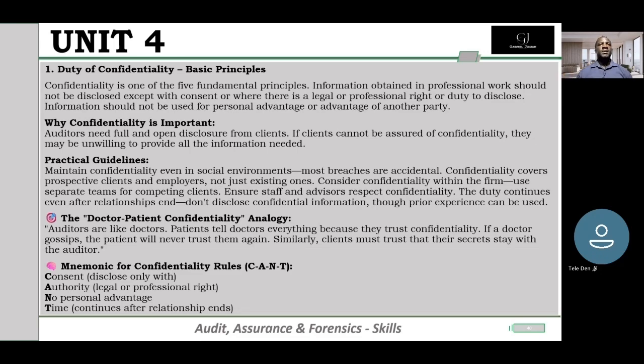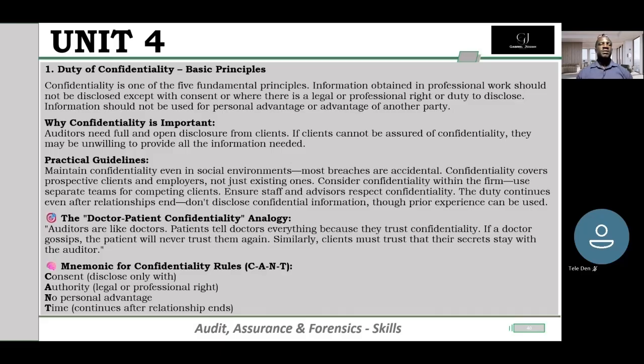Think of doctor-patient confidentiality. Patients tell doctors everything because they trust confidentiality. If a doctor gossips, the patient will never trust them again. Similarly, clients must trust that their secrets stay with the auditor.